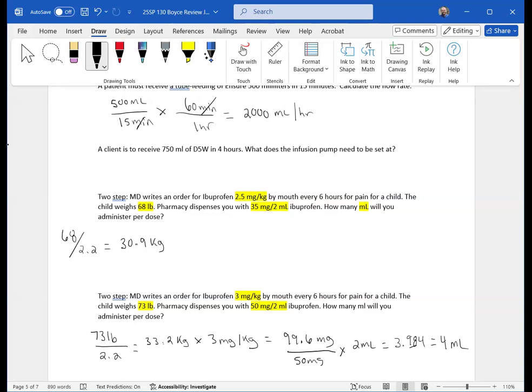Okay. Then we're going to take that 30.9 kilograms and multiply by that 2.5 milligrams per kilogram body weight. What that does is it eliminates kilograms, and then we're left with what you're familiar with, which is just a milligram dosage, which should make sense, right? So I'm going to take 2.5 times 30.9, and I'm going to get 77.25 milligrams.